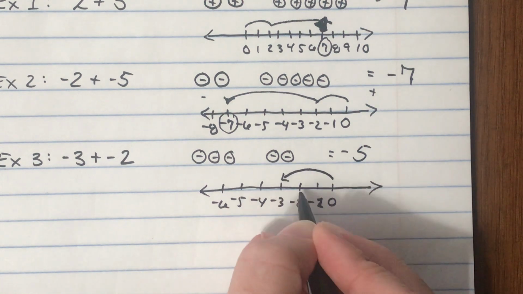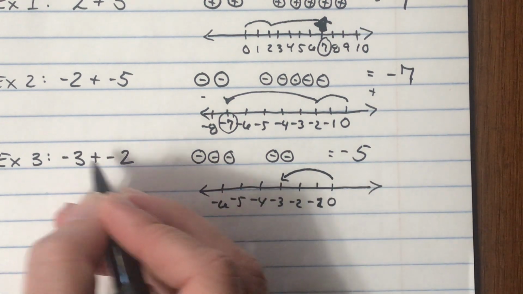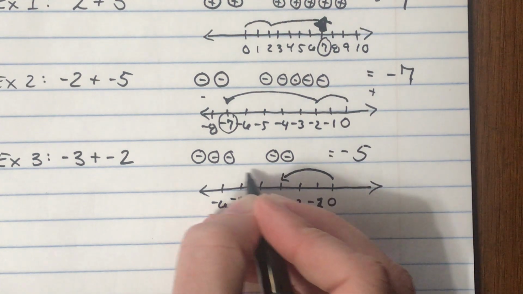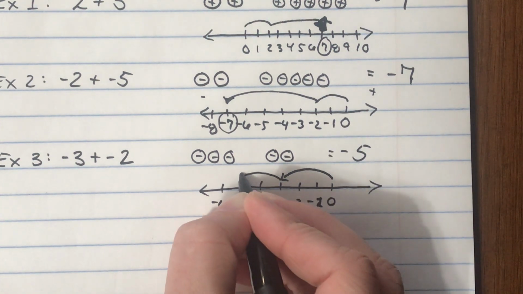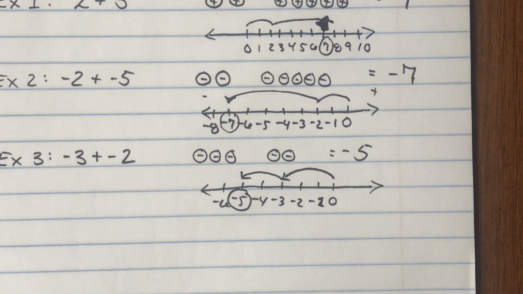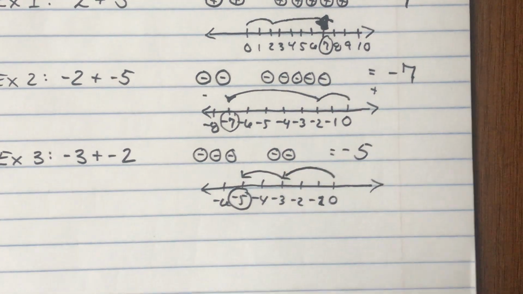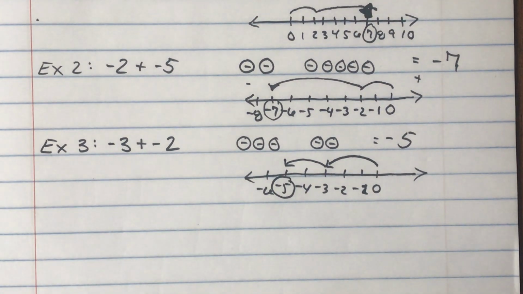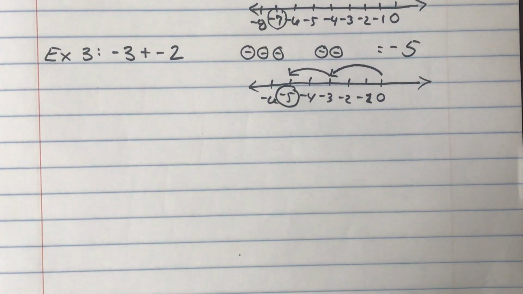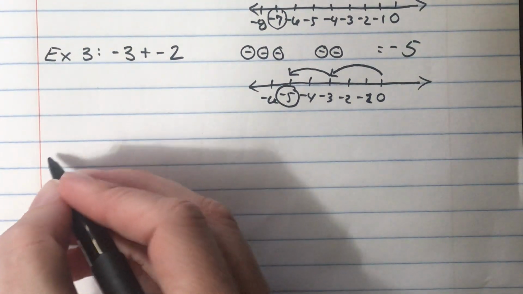And then I'm not going to go back to -2, but I'm going to move 2 more spaces in the negative direction. So I'm going to go 1, 2, and I end up at -5. Remember, the last arrow is where the answer is going to be. And so either way, I get the final answer of -5. All right, so adding negative numbers is not too bad. Now let's look and see what happens when we have a negative and a positive value.